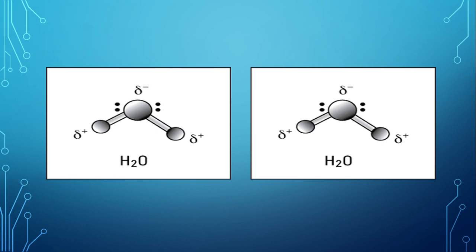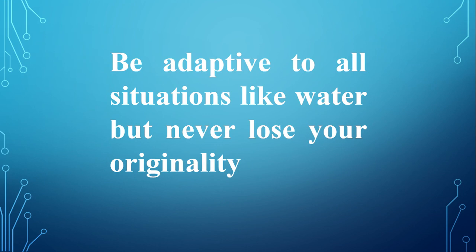So water is adapting. It has the same molecular formula, but when it is in liquid form, it adapts to a different shape. When it is in solid form, it adapts to a different shape. And when it becomes vapor, it also takes a different shape, right? So you have to be adaptive to all situations like water, but you should never lose your originality.